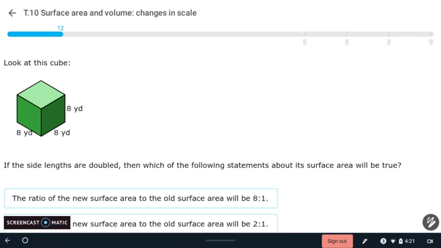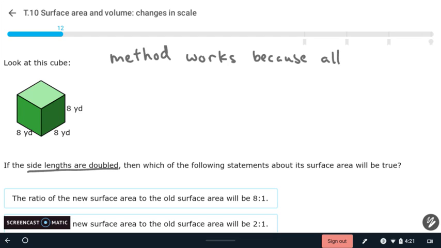Okay, next problem. Here, this time our method will work because it's all of the sides. So it's important to note that this method works because all of the sides are being doubled. If they weren't, or if they were changing by different amounts, it wouldn't work.